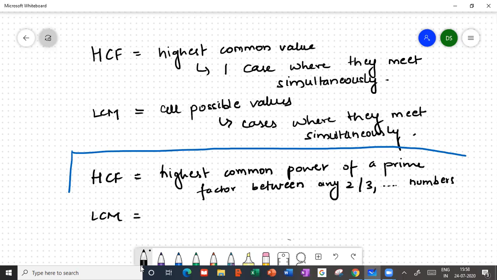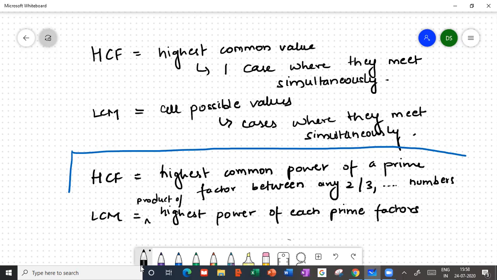And what is the LCM? LCM is basically the highest power of each prime factor. So you take all the prime factors into consideration, not just which are common, but which exist. Like, there must be a number which has 5 as a prime factor, but the other doesn't have. So you will include 5 also. Highest power of each prime factor. Right. That's it. So a product. Should I add that? Product of all highest power of each prime factor. Okay. You can write this down somewhere.